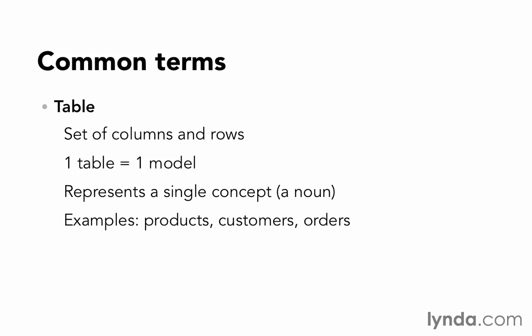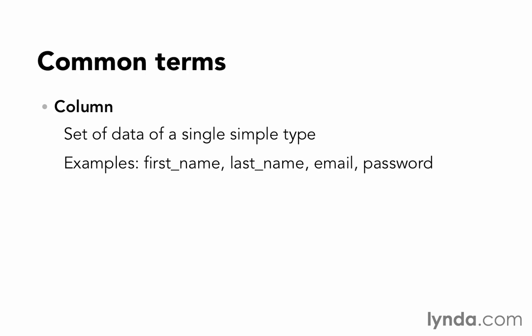Tables are where relationships are going to be defined. We'll talk more about relationships in just a moment. The next term that we have is column. A column is going to be a set of data of a single simple type. In the Rails framework, a single attribute of a model is equal to a column. For example, first name, last name, email, and password would all be attributes of our user model, and they would be columns in our table as well.